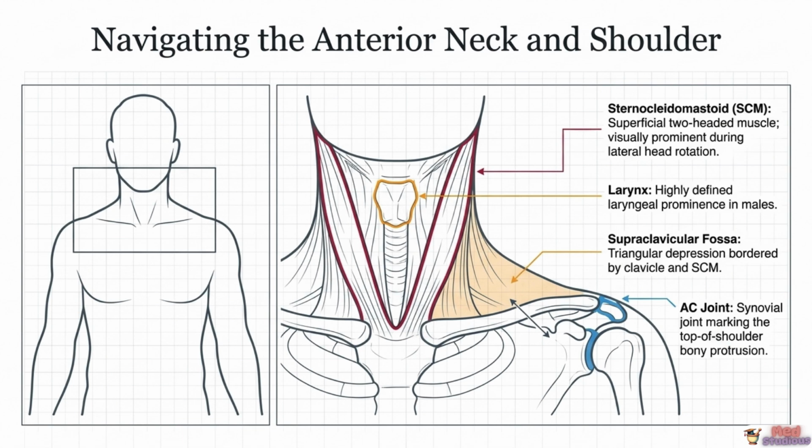Centrally in the neck sits the larynx, the voice box, which in males develops a highly prominent laryngeal cartilage known as the Adam's apple, or laryngeal prominence. This is caused by the larger angle of the thyroid cartilage in males, a direct result of androgen exposure during puberty. Lateral to the SCM and above the clavicle lies the supraclavicular fossa, a triangular depression that deepens during inspiration and is a key site for lymph node palpation. At the top of the shoulder sits the acromioclavicular joint, the AC joint, a synovial joint forming the bony protrusion at the very peak of the shoulder, commonly injured in contact sports.